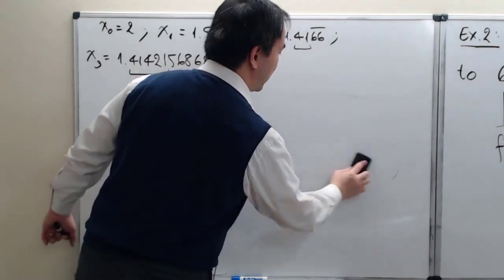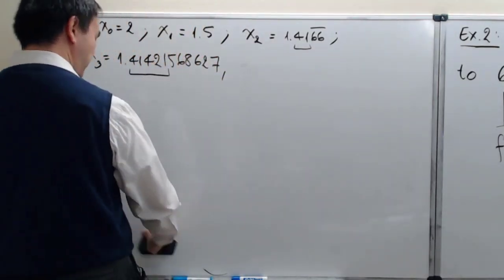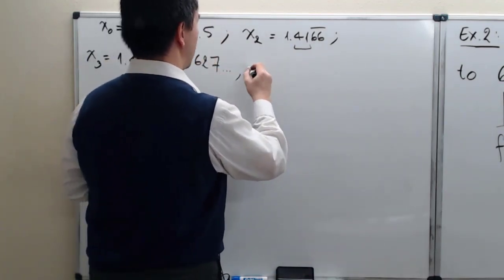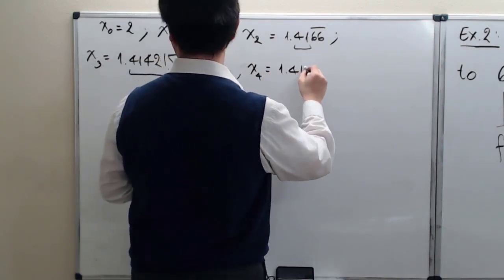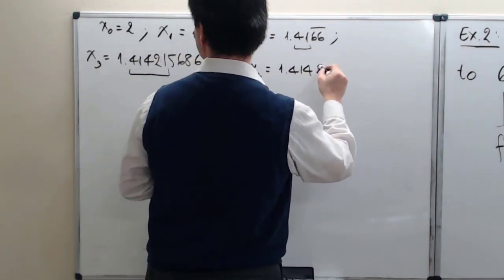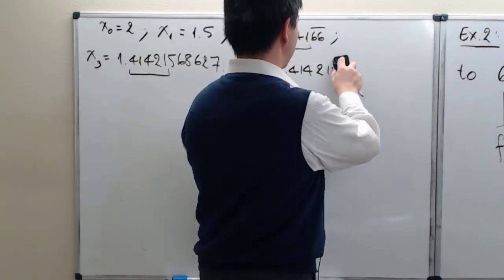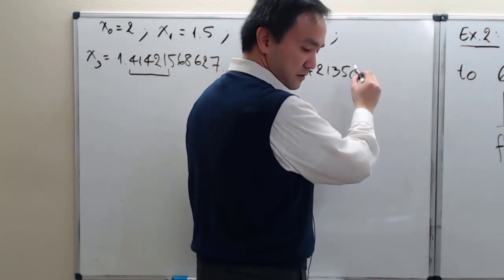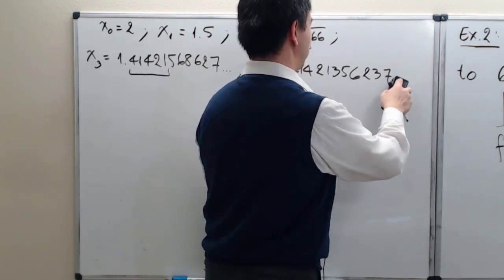Before heading out to x5, I'm going to go ahead and record down my x4 here. So x4 came down to be 1.4142, 1356237, and a lot longer.